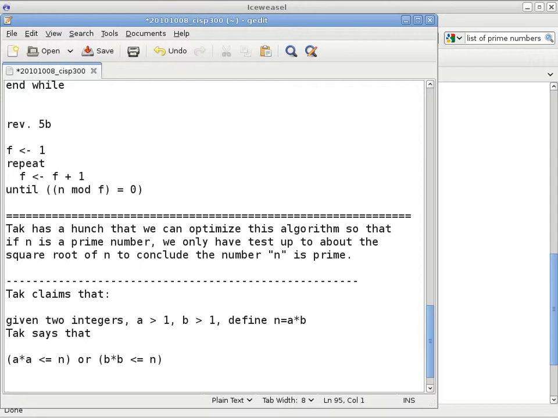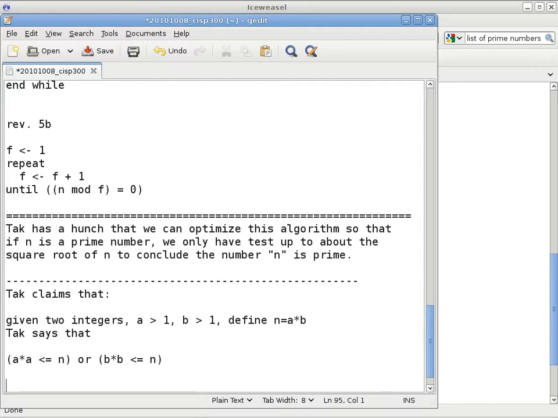Okay? So intuitively, it seems to make sense. If a number is a composite, at least one of the factors will be less than or equal to the square root of the number. Let's pick a case where A and B are exactly the same, because that's your best shot at finding a counterexample. A is 7, B is 7. N is 49, 7 squared.